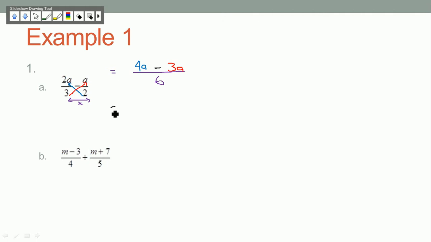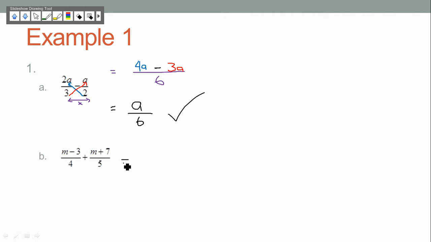Alright, now we can write our final answer. 4a minus 3a is a, and our denominator is still 6. Is this simplified? Yes, so this is our final answer. Alright, moving on to the next question.